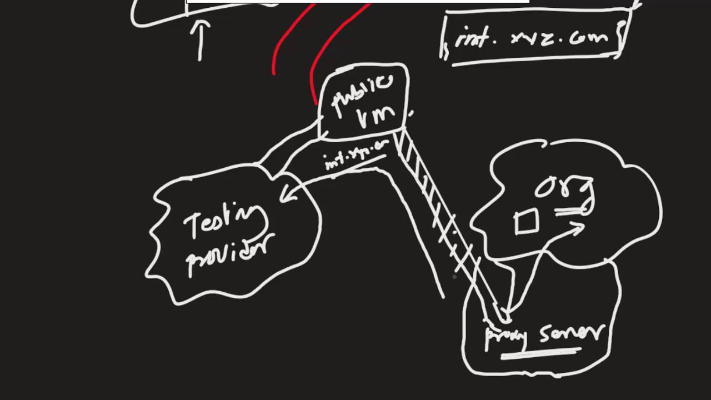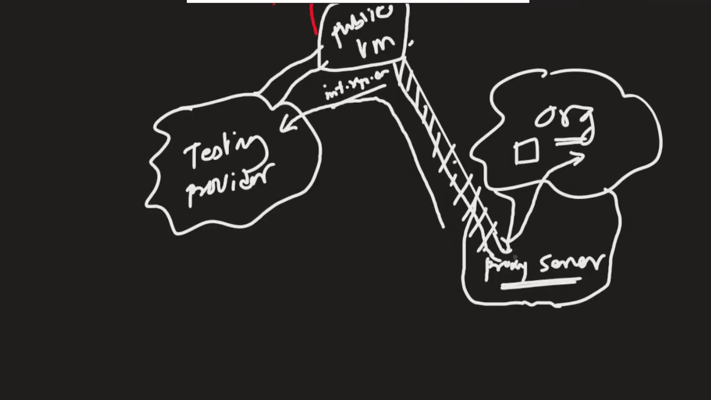Now, how is this tunnel created? Basically, on this public VM, we have this SSH server, right? And there is this proxy server. What we are going to do is have the proxy server make a connection to this SSH server, and it is called a reverse tunnel. So when some request comes to this public VM or the SSH server, it is actually going to the proxy server because of the port forwarding.